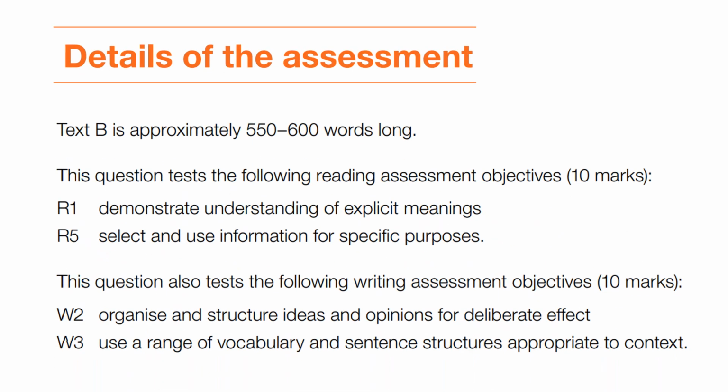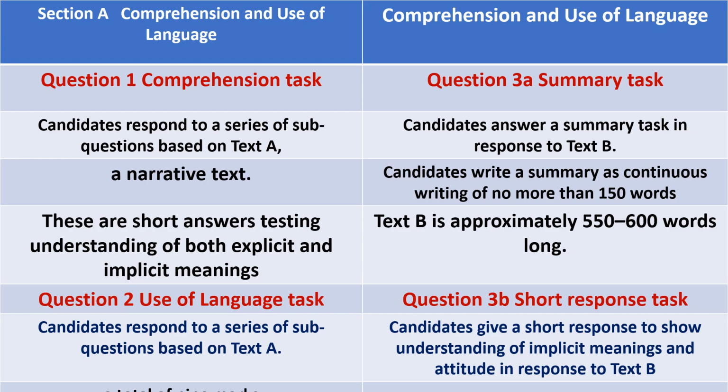So Text B is approximately 550 to 600 words long, and this question tests your abilities in reading: demonstrate understanding of explicit meaning, and select and use information for a specific purpose. And for the writing, it assesses the ability to organize and structure ideas and opinion for deliberate effect, and use a range of vocabulary and sentences.